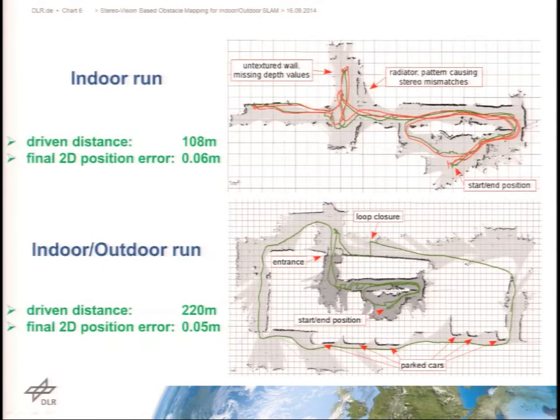On this slide are the resulting 2D grid maps of two other environments we tested the system on. Above is an indoor environment with rooms and hallways of a lab. The driven distance here was about 108 meters, and the final 2D position error was about 6 centimeters. Below is a mixed indoor and outdoor environment, including a loop around the building. The driven distance was about 220 meters, and the final 2D position error was about 5 centimeters. Thank you very much.